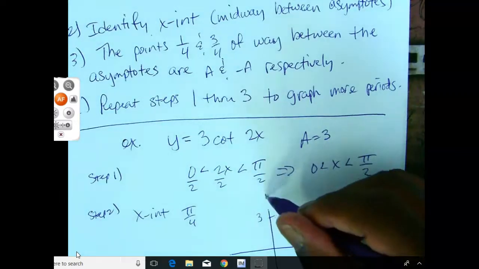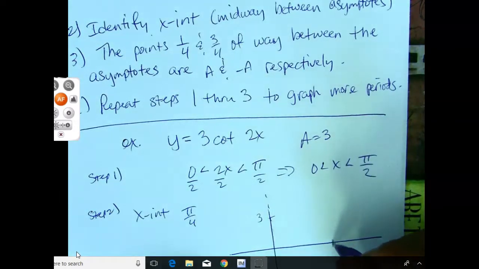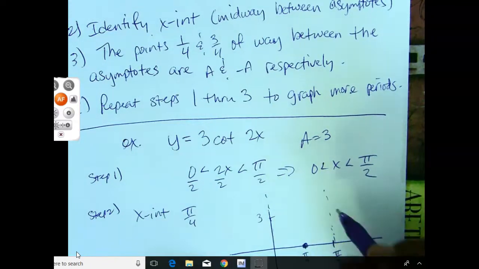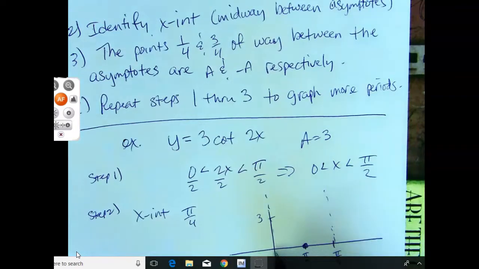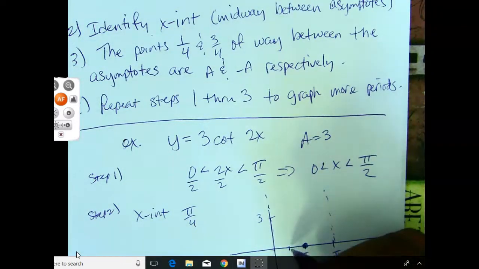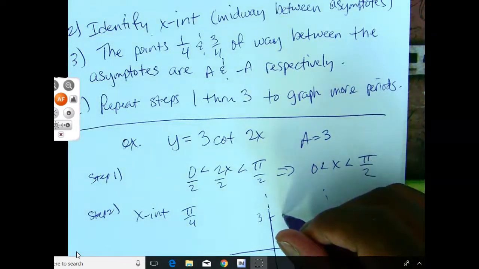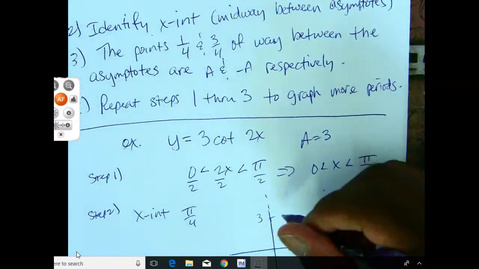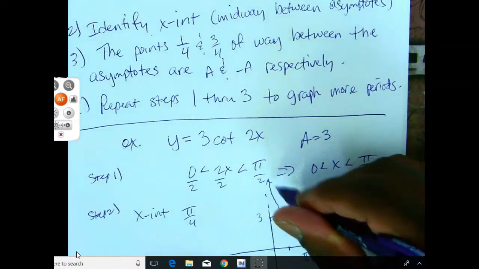So we're going to have an asymptote at 0. We're going to have another one at pi over 2. Pi over 4, halfway between, we're going to have an x-intercept. So halfway between 0 and pi over 4, well, 1/2 of pi over 4 is pi over 8. So at pi over 8, we're going to be at 3. Okay, at 3 pi over 8, we're going to be at negative 3. So then our graph does this.